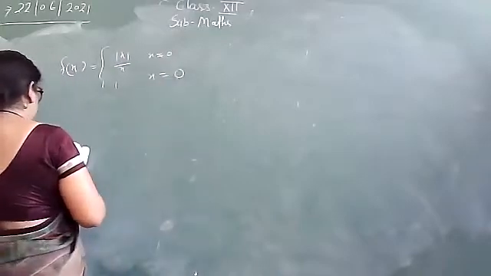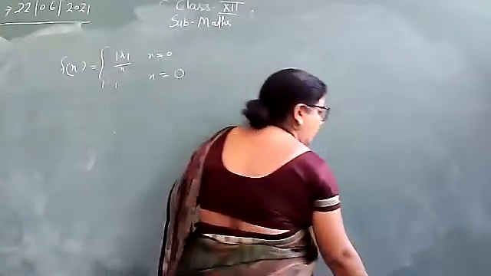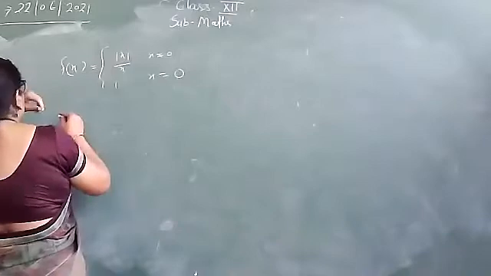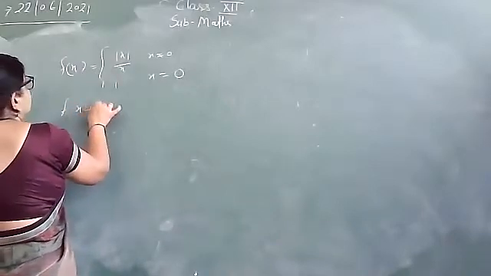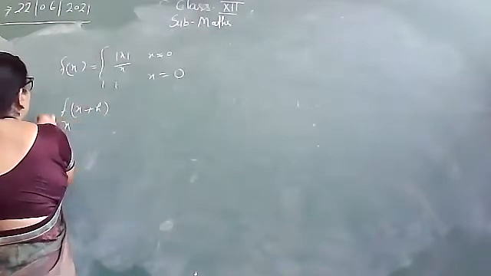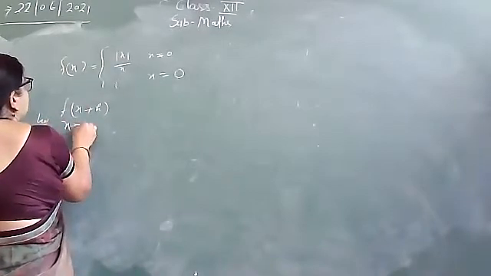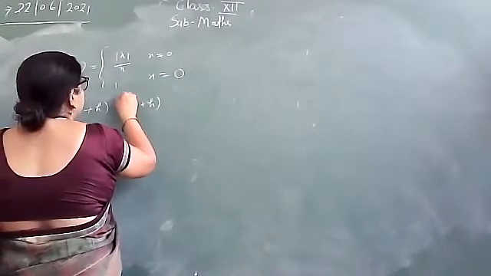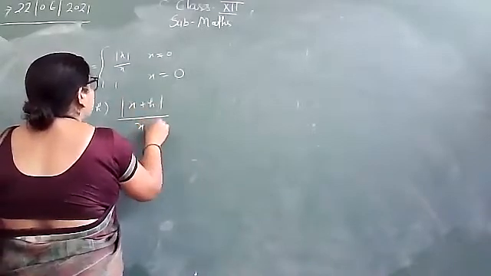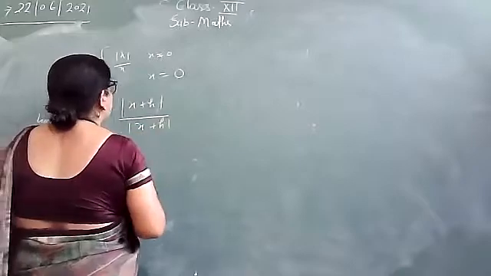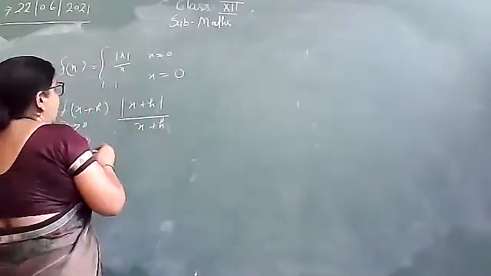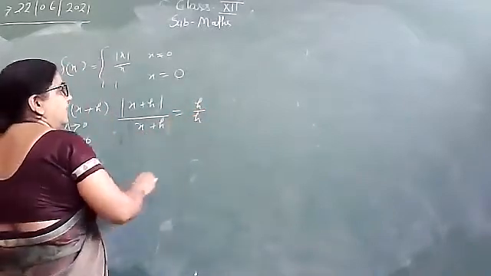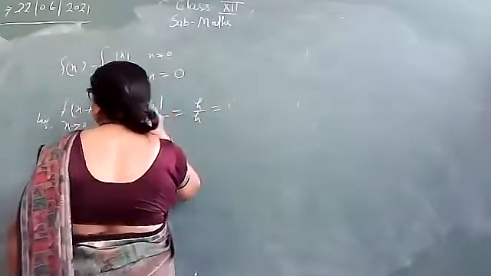x equal to 0. Now we find out whether the function is continuous or discontinuous. So let me find the limit as x tends to 0 of f(x plus h) upon x plus h. There is the final answer, x minus h. We put the value h equal to 0.